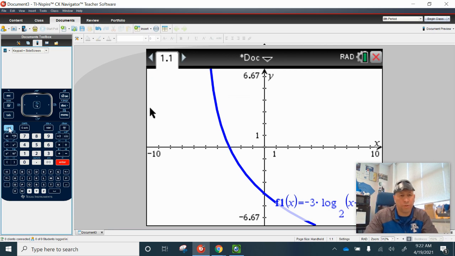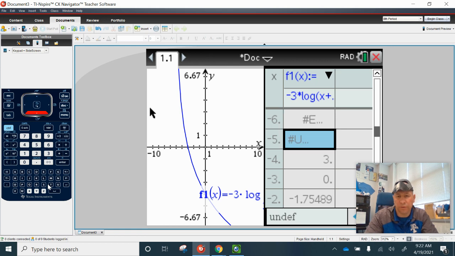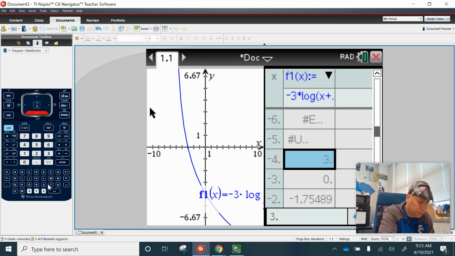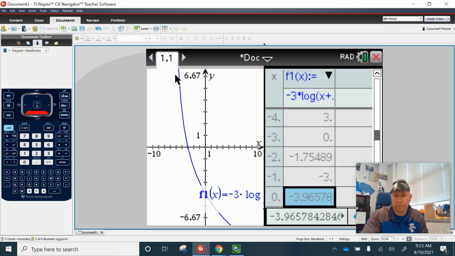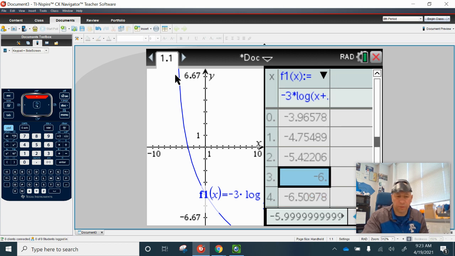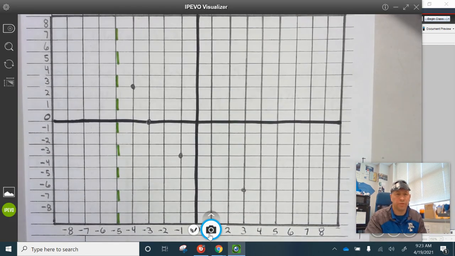Okay, and then we're going to do control T, and we know at -5 there's an asymptote, so we can use the points (-4, 3), (-3, 0), (-1, -3), and (3, -6). All right, so those are the points that we have graphed.